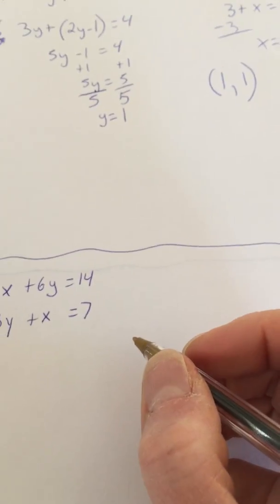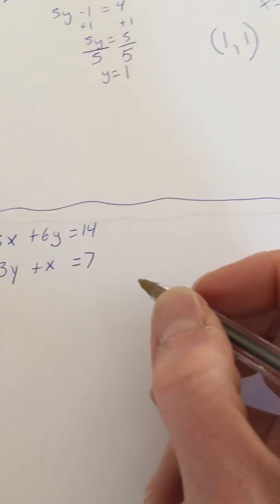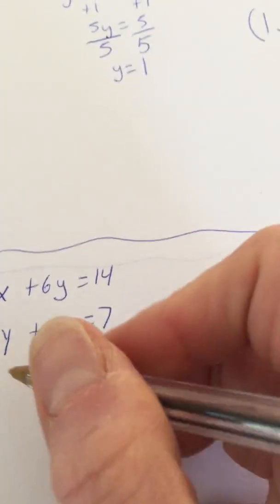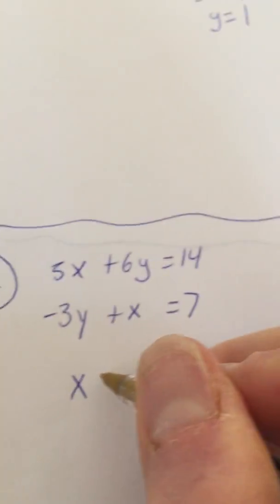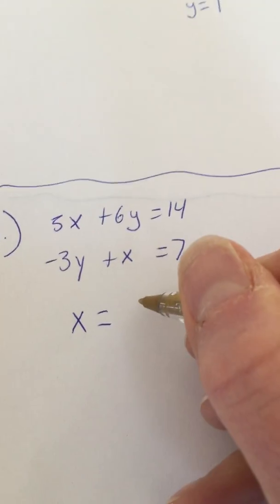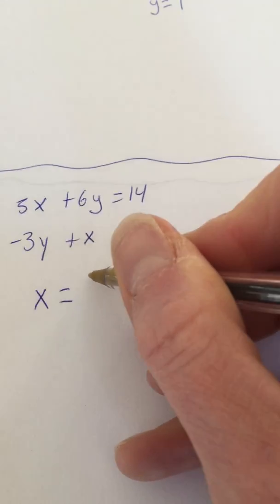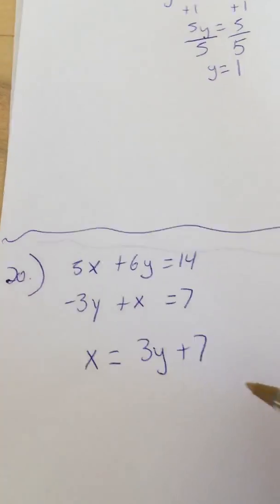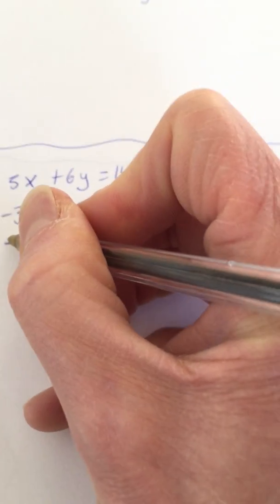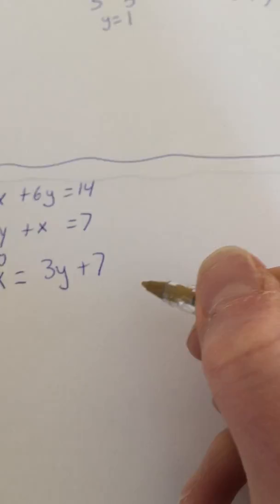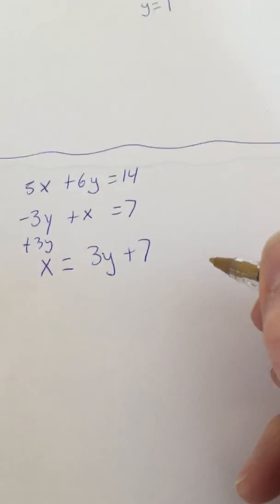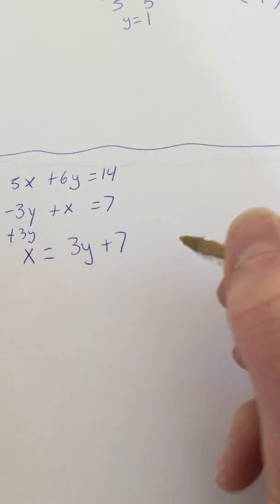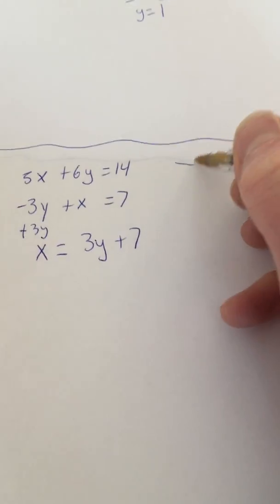Okay. Next problem is also substitution. And for this one, I'm going to get x alone. So I'm going to do x on this side, and I'm going to do 3y over here plus 7. And it became a 3y because if I did this to get rid of it. So now I have this. And so now that I know what x is, I'm going to substitute it into this one right here.